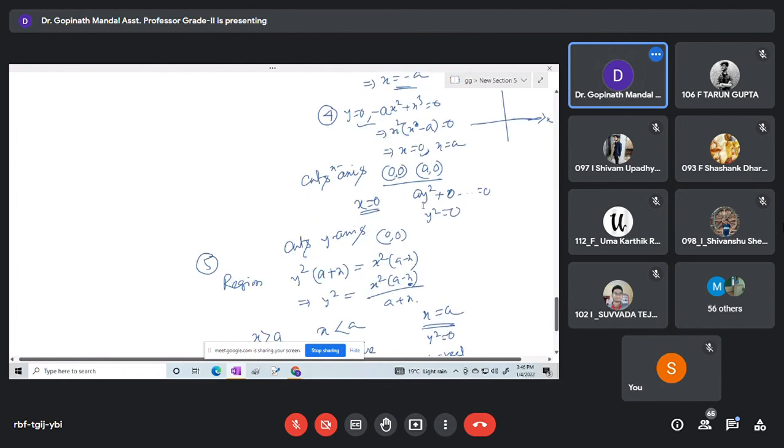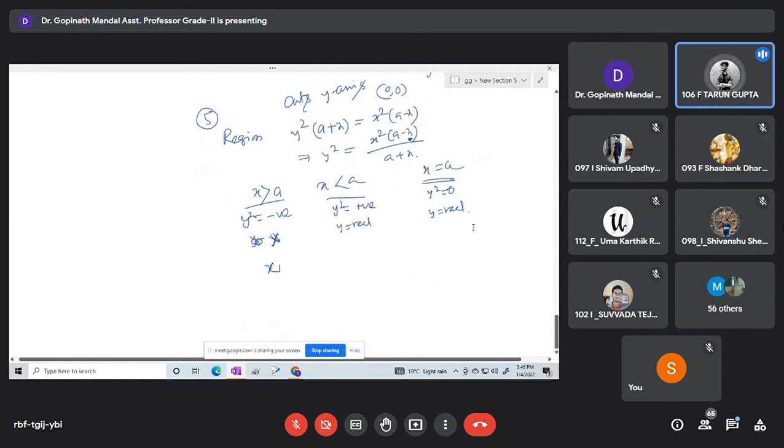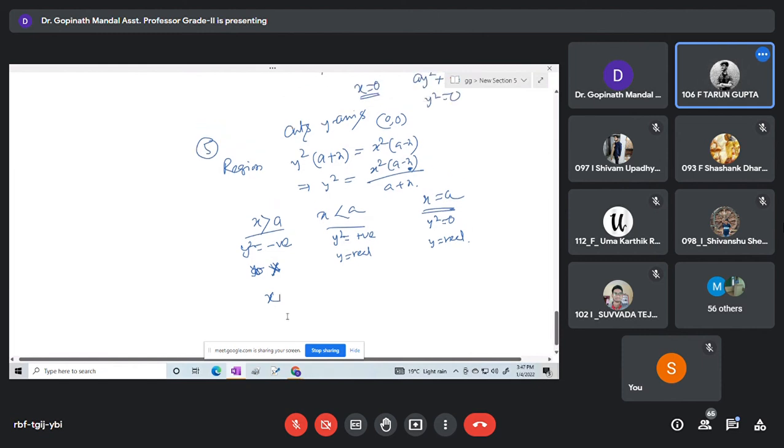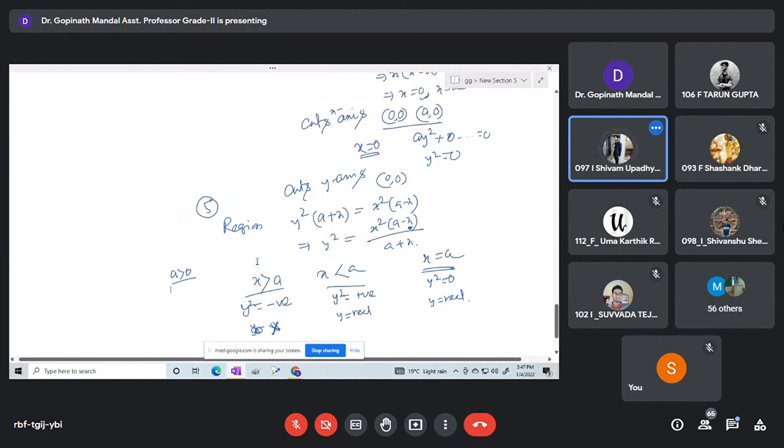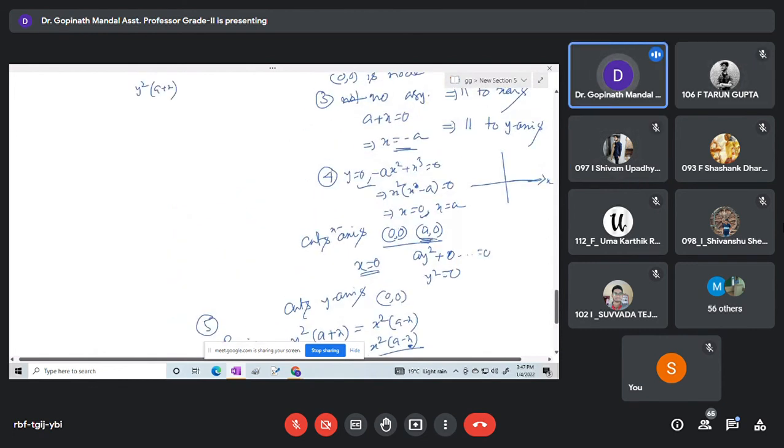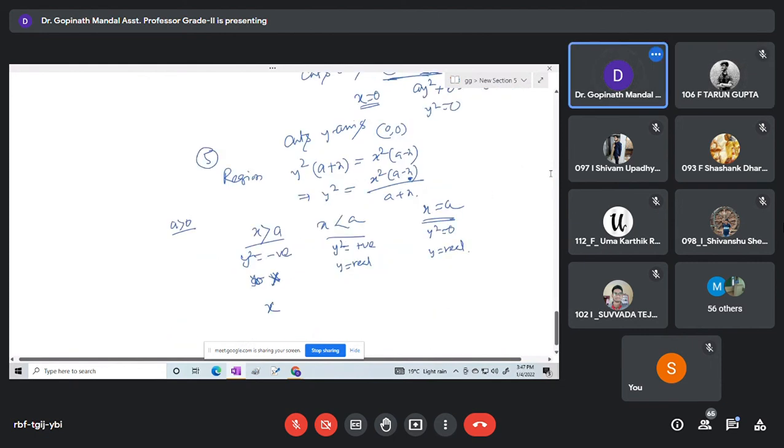Above, you have written 0 to 0 and a to 0. So you should write 0 to a, if a is greater than 0. That is not a to 0, that is the coordinate a comma 0. It cuts at the point 0 comma 0 and here at a comma 0.